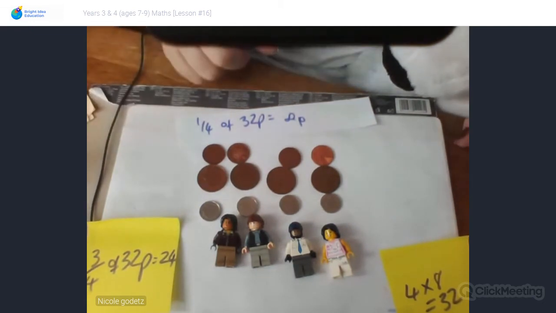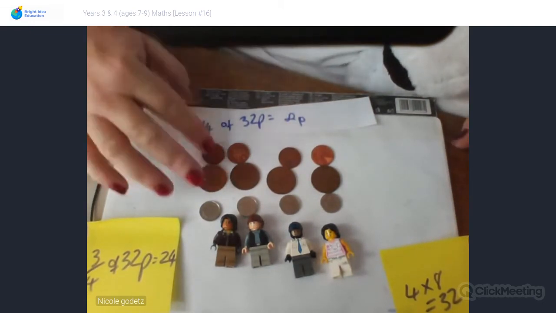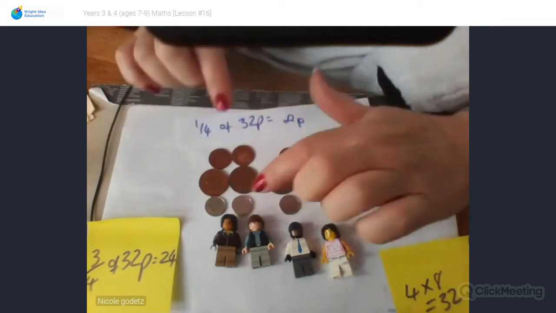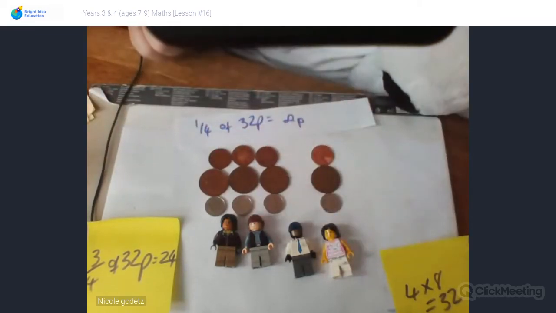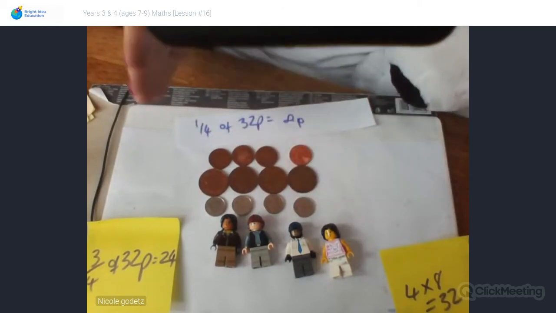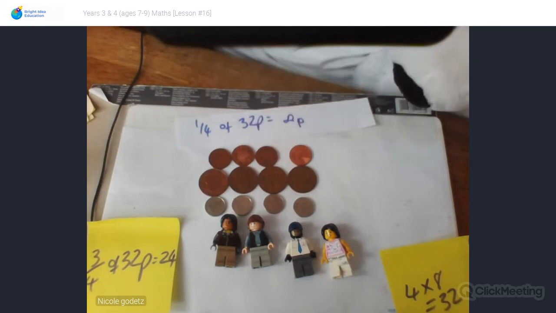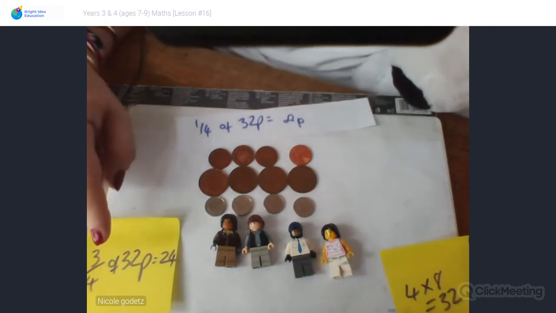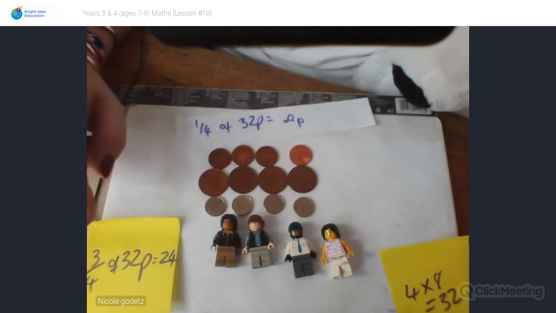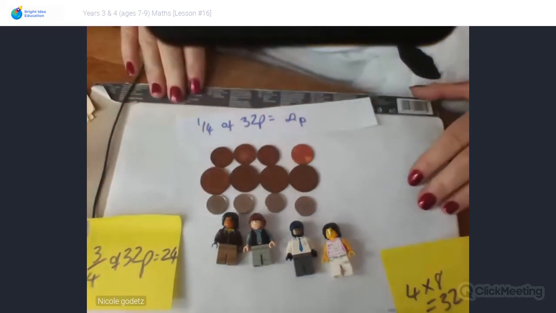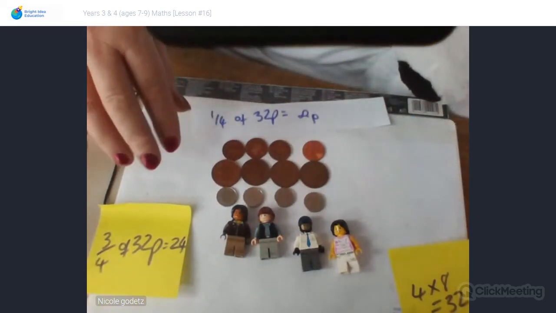Okay. So 1/4 of 32 is 8. 2/4 of 32 is 16. 3/4 is 24. 4/4 is 32. 8, 16, 24, 32. 8 times table. So when we are not working with unit fractions, 3/4, work out what 1/4 is and then multiply it by 3.